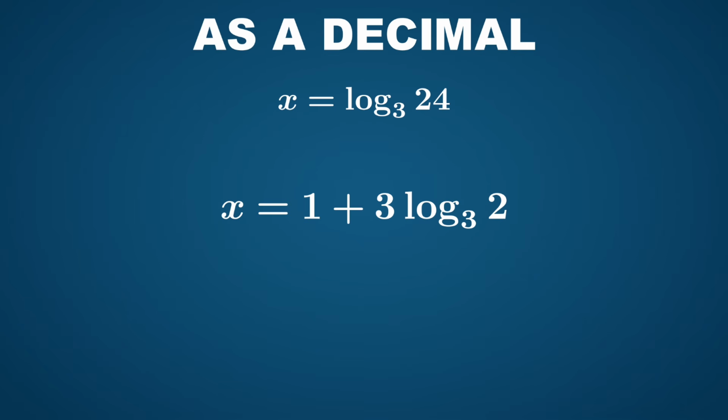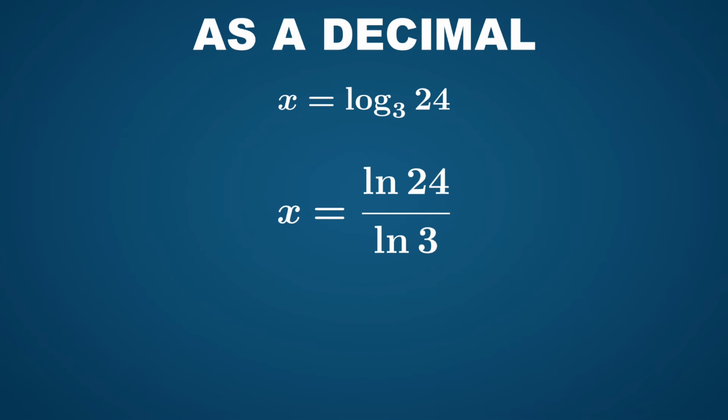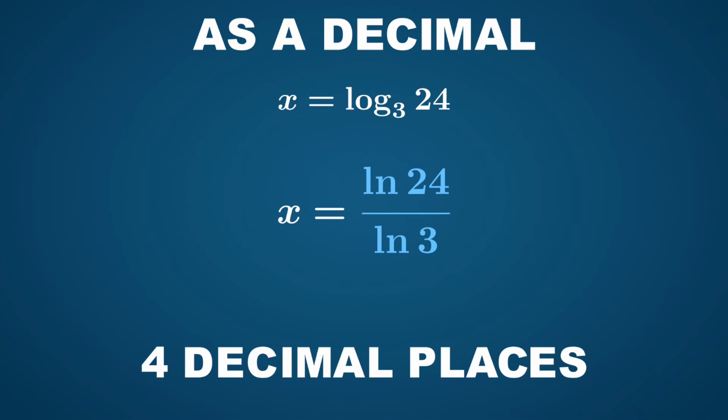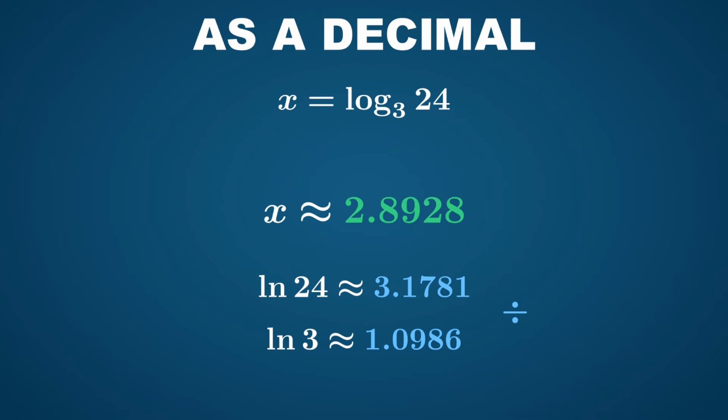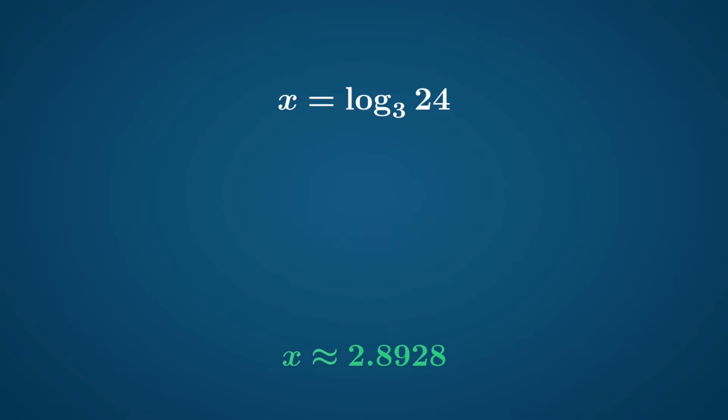Now we can turn this into a decimal value. Let us go back to the natural log version first. These logarithm values come from a calculator. We keep 4 decimal places to stay reasonably accurate. The natural log of 24 is about 3.1781. The natural log of 3 is about 1.0986. We divide the first number by the second number. That division gives about 2.8928. So x is approximately 2.8928.